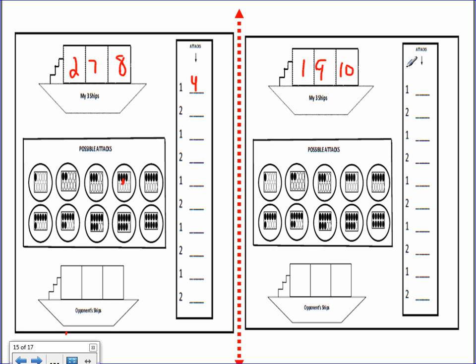So player 2 says, I think you have 7. So let me see, I need a whole top row and 2 more right here. Let me color it in. That's 7. And they say, okay, I think you have 7. And player 2 looks down, or player 1 looks in their ship and says, hit, you got a hit.